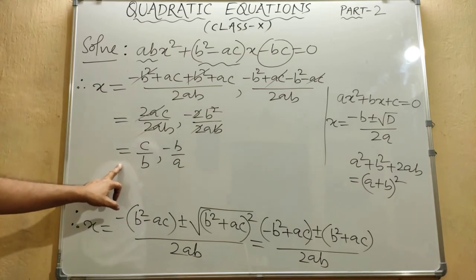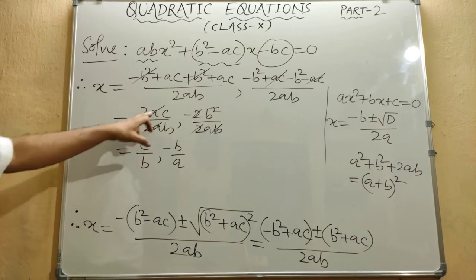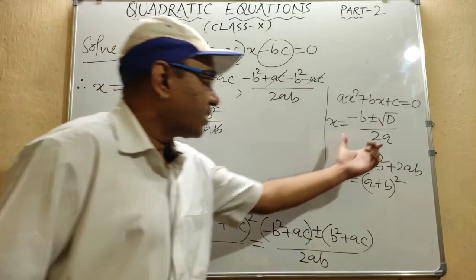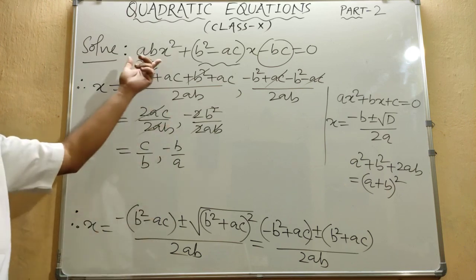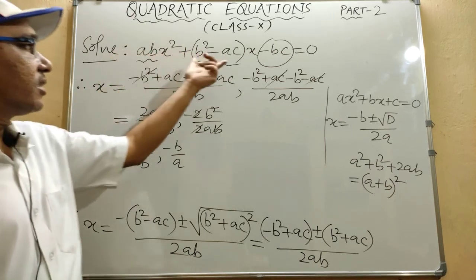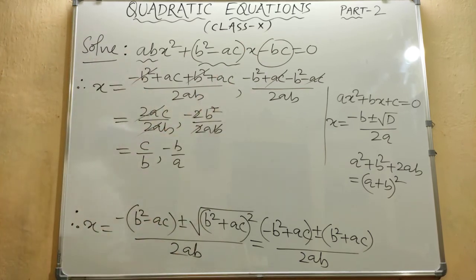What is the answer? One is c by b, right, c by b, and second answer is minus b by a. So these are the answers, all right. So in this way, by using this formula minus b plus minus root D by 2a, we can solve a given quadratic equation, whether coefficients of x square and x are given as constants or in this way, letters or this type of constants given. In both the cases we can use the formula and get the answer.